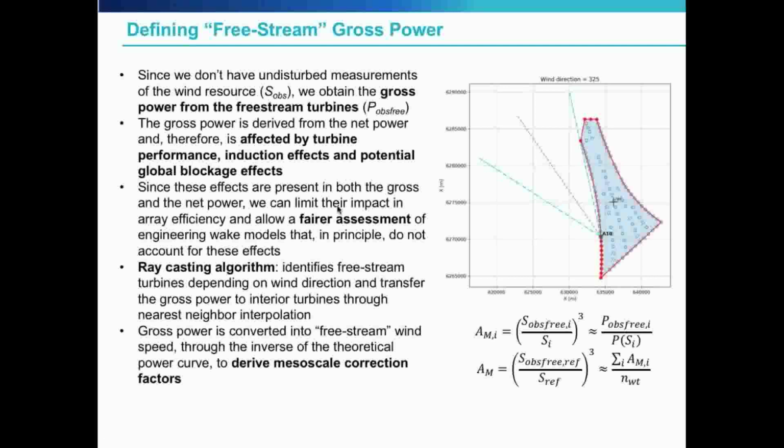So this is what we end up doing. We use the same definition of gross power from simulations and from SCADA to get a fair assessment of wake losses. And the algorithm is just geometric, looking at whether we have a turbine in free stream conditions, and then we just interpolate those to the turbines that are inside the array.